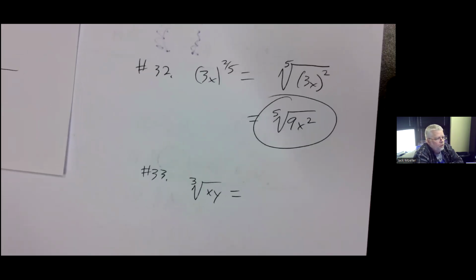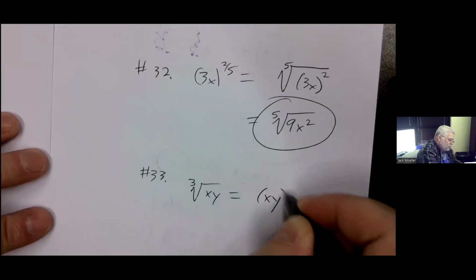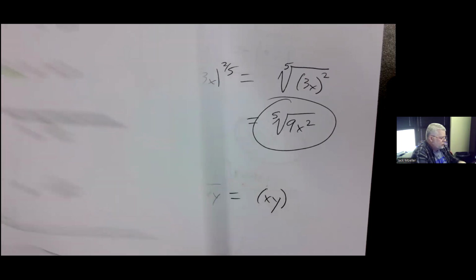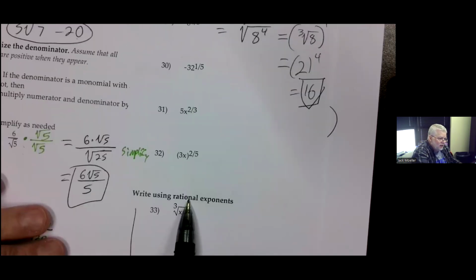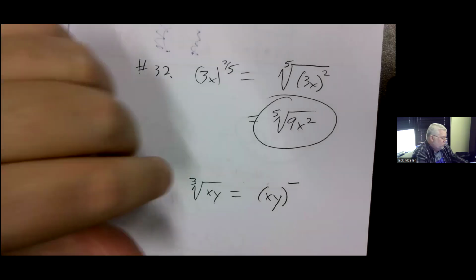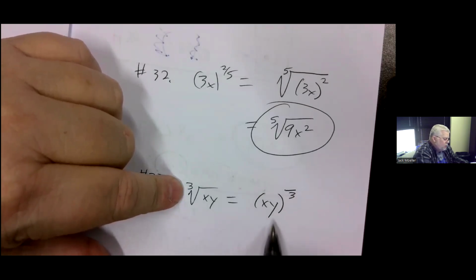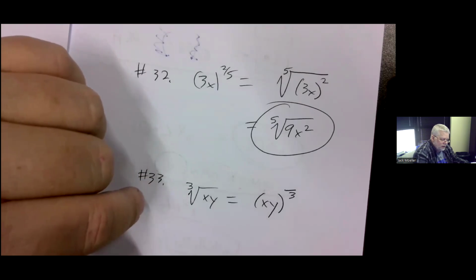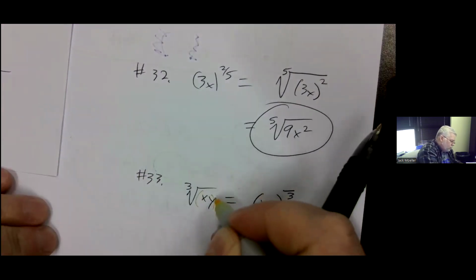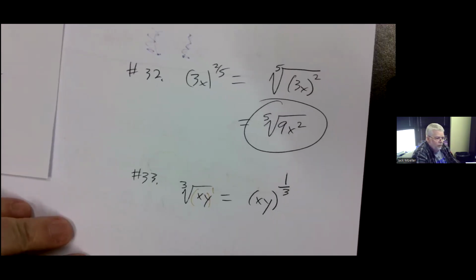All right, so first of all, do we need parentheses or not? Well, yes, we definitely need parentheses because these are both inside the radical. So put parentheses around the xy. Now it says use rational exponents. That's giving you a hint that your exponent is going to be a fraction. So what's the numerator and what's the denominator? Well, the denominator is the index. That's going to be to the third. Now, what's the top? That's the exponent on the inside. Well, notice those were both to the first.